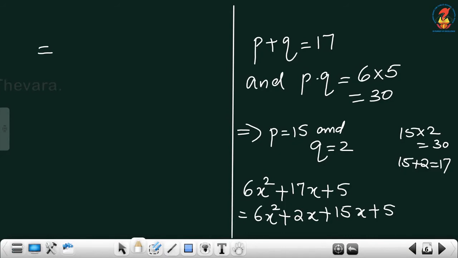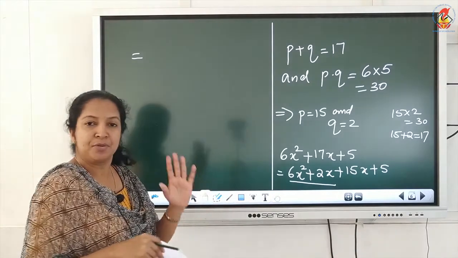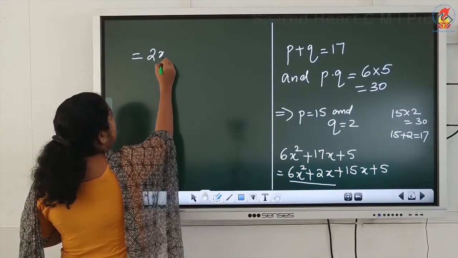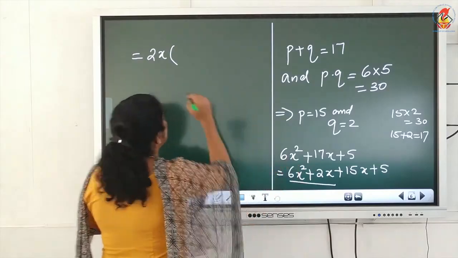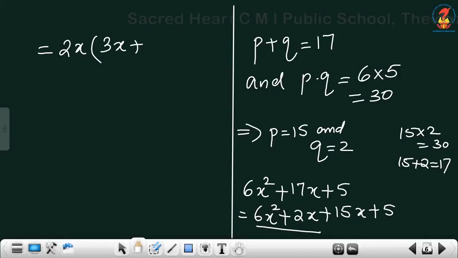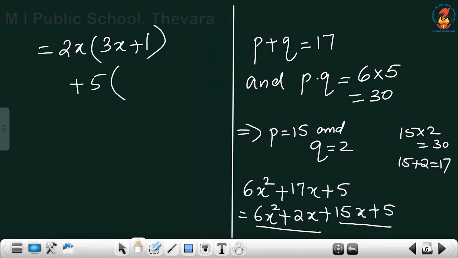So then what we are going to do is take out the common factor from these two, 6x square and 2x. Clearly the common factor is 2x. We are taking out 2x from here: 2x into, when you take out 2x, the remaining is 3x, so 6x square. Then when you take out 2x from here, it will be 1. Plus from these two we have to take 5 as the common one, plus 5 into, when you take out 5, it will be 3x plus 1. So, in these two, 3x plus 1 is common.